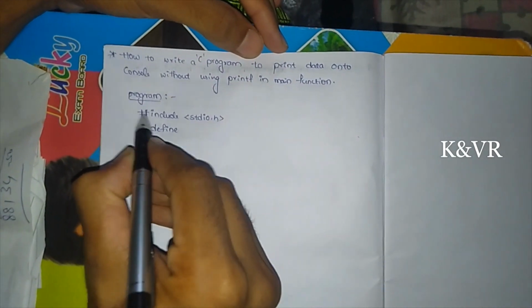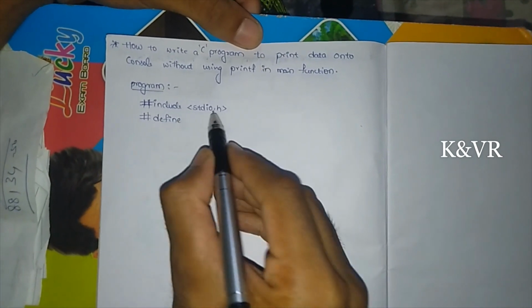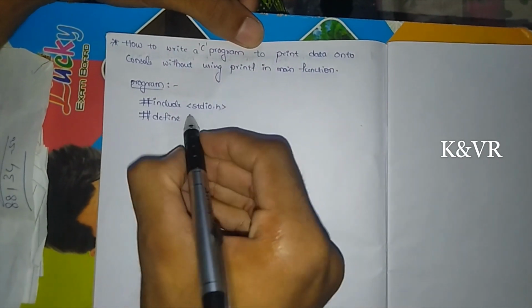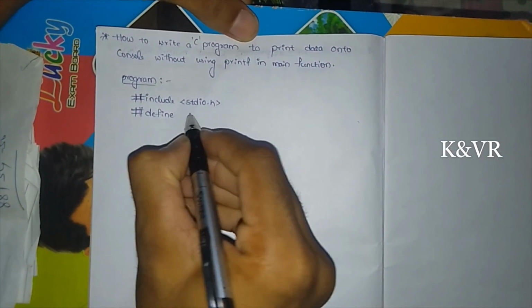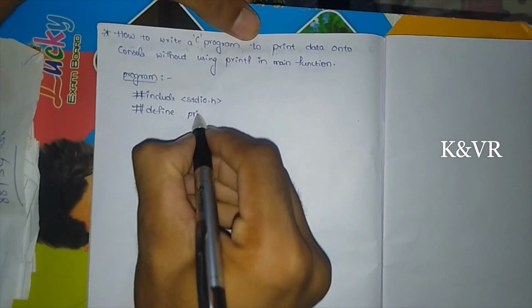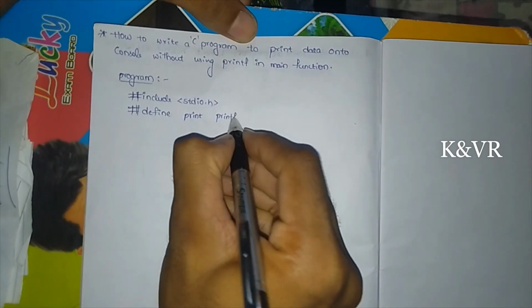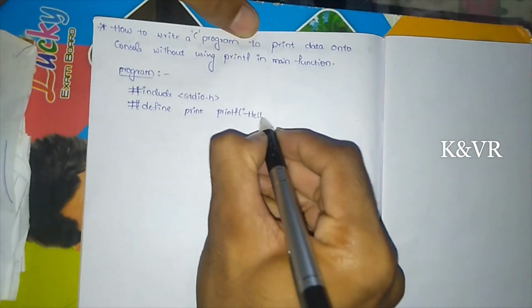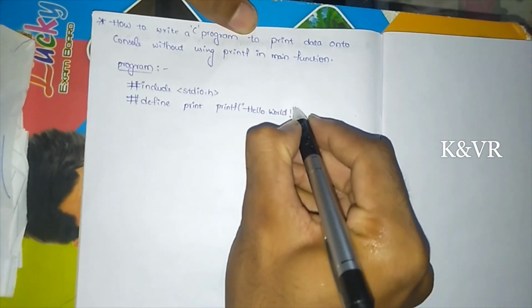First of all, to write any program, we have to write #include <stdio.h>. Next, look at this carefully. #define something called print printf. Now I am going to print hello world to the console.